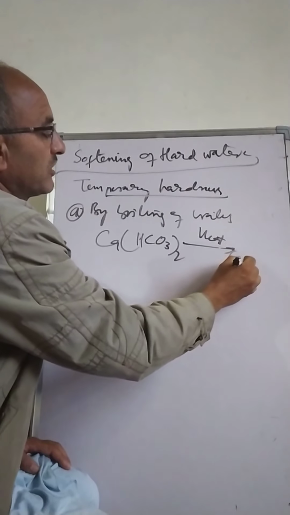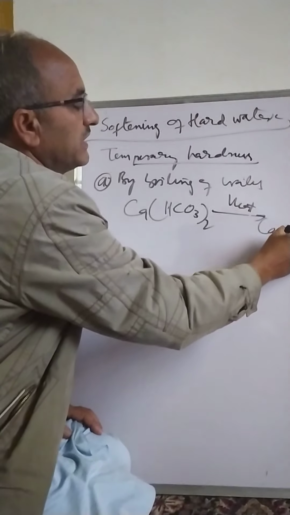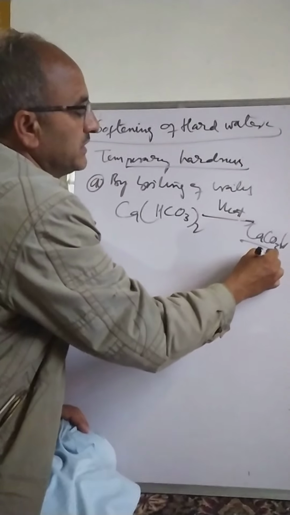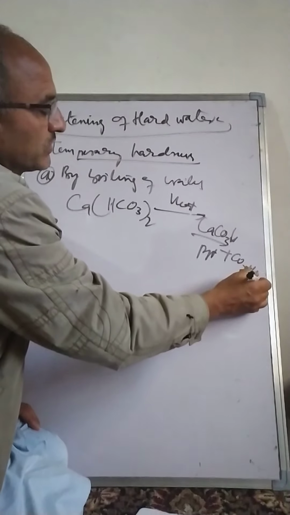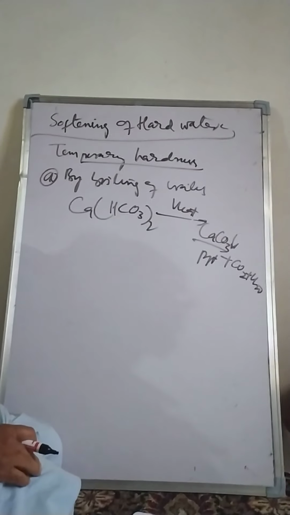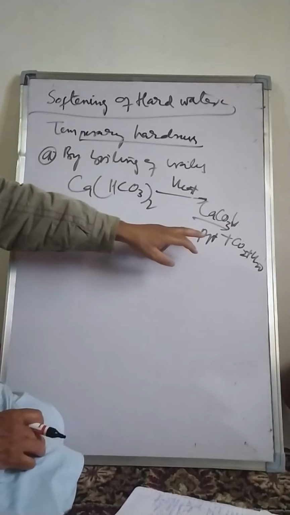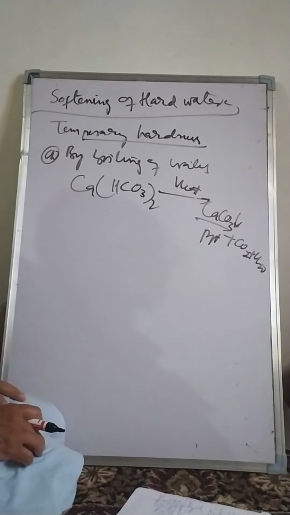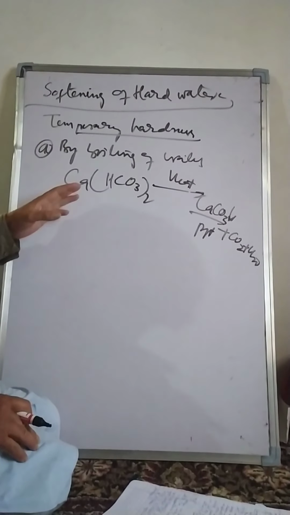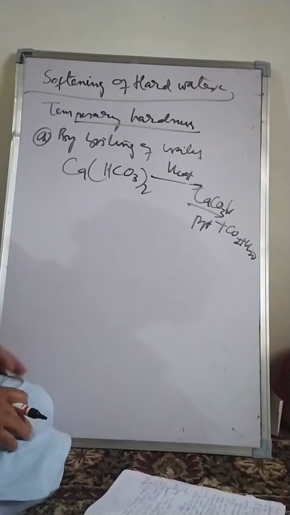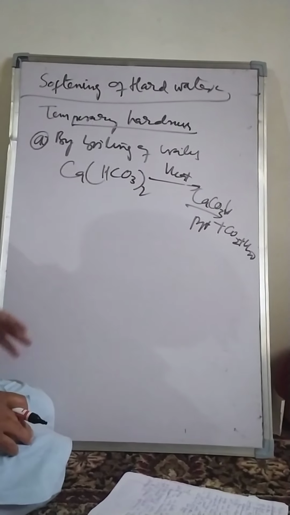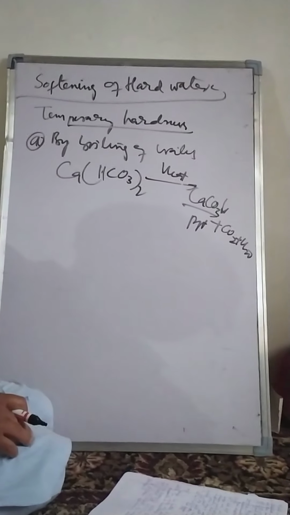that calcium bicarbonate changes into calcium carbonate, which is a precipitate, and then we get carbon dioxide and water. The carbon dioxide escapes into the atmosphere. This calcium carbonate precipitate settles down or can be removed by filtration, and the water becomes soft. So we don't have any compound which interferes with the dissolving of soap in water.